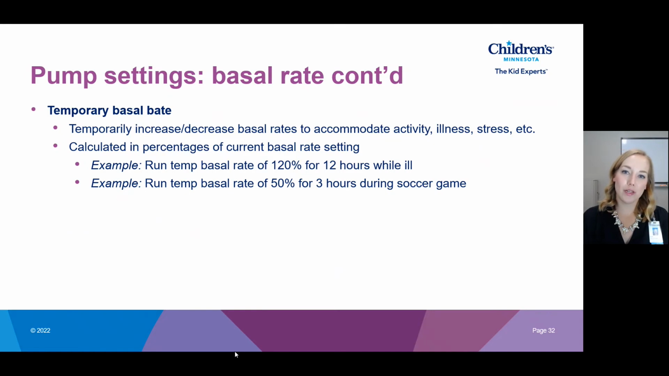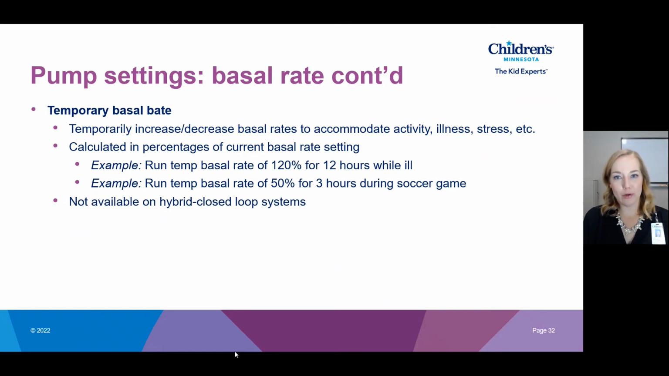Another example is we could run a temporary basal rate of 50% for 3 hours during a soccer game. And this is so that there's less background insulin in the body to help prevent lows while we're more active. Temp basal rates are not available on hybrid closed loop systems. We'll get into this in a little bit more detail. And this is because in the hybrid closed loop systems, they do have different settings where you can change your target and it essentially becomes a temp basal rate.